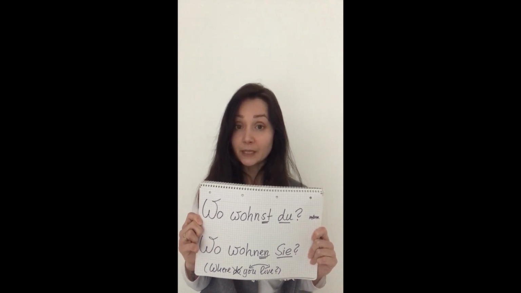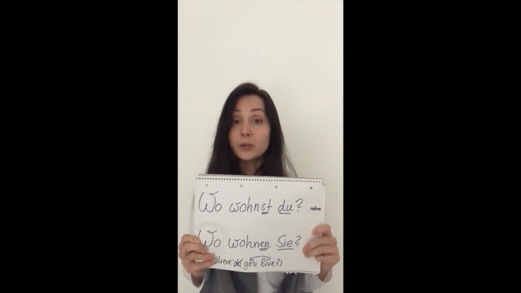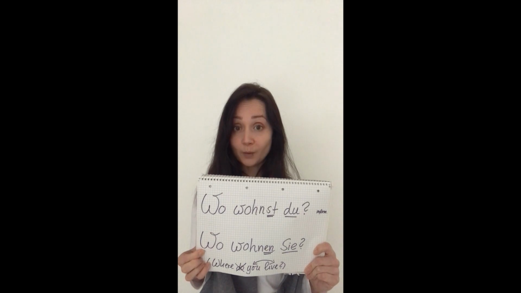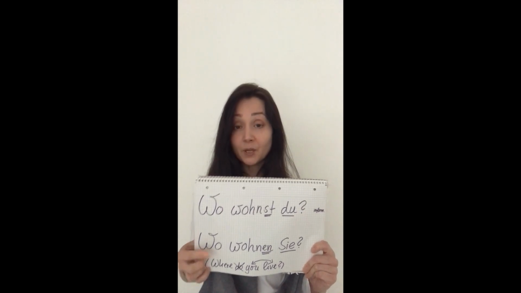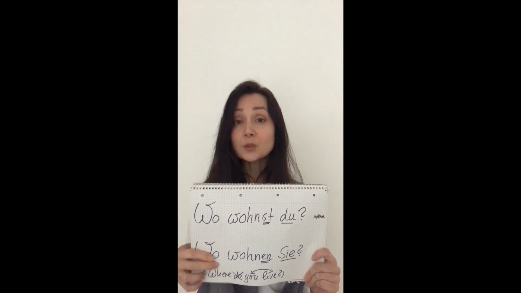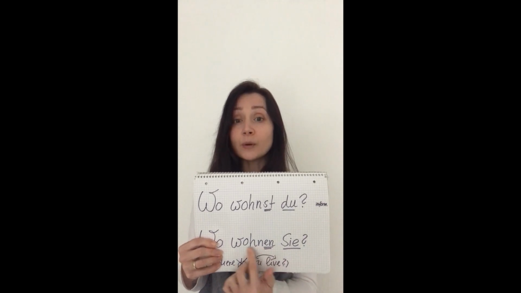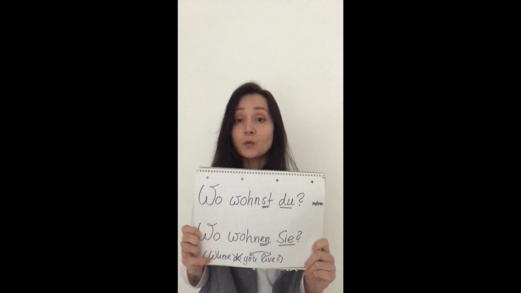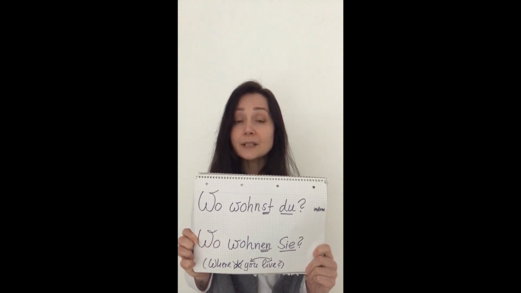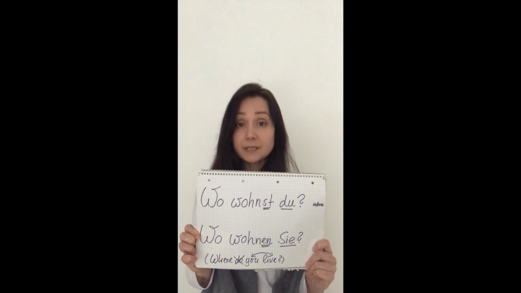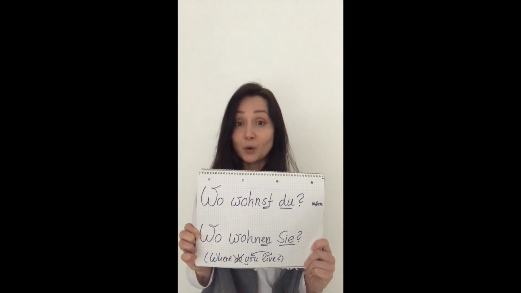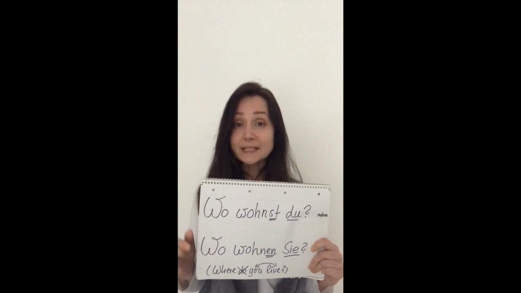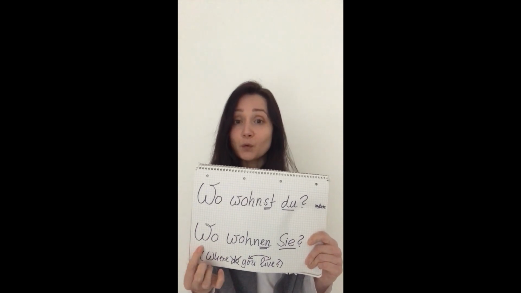Ich wohne in Köln. Now, if you don't know a person, the formal speech is wo wohnen Sie. You remember Sie wohnen. Same meaning, where do you live, but the formal way. Wo wohnen Sie?